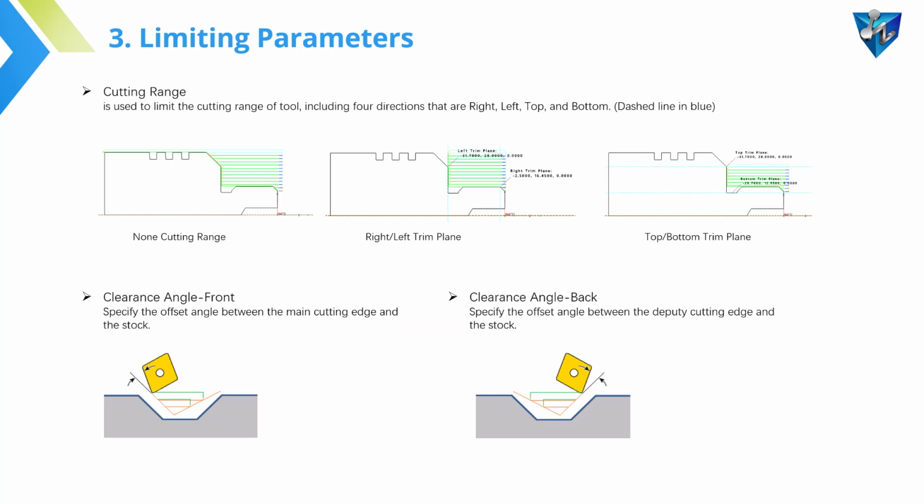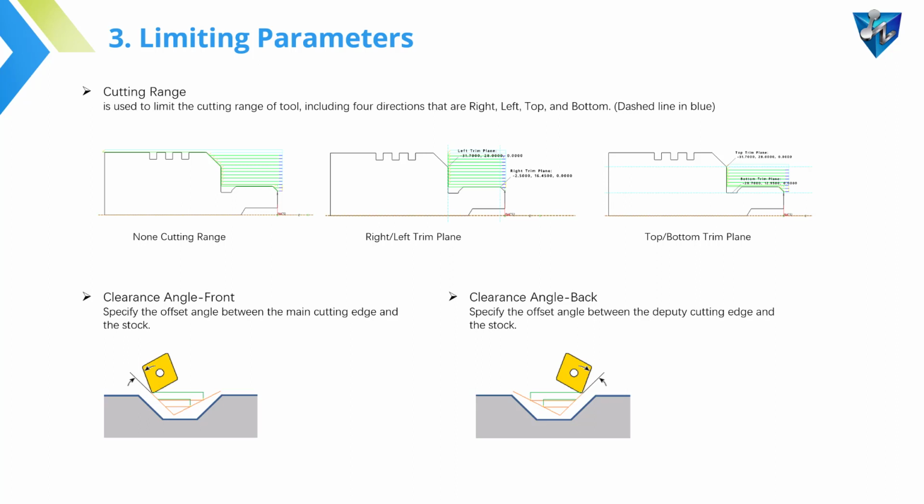The cutting range is a feature that restricts the tool's cutting area, including 4 directions: right, left, top, and bottom. Let's take a look at the differences in the 3 images. The one on the left has no trim planes set, the middle one has trim planes set on the left and right, and the one on the right has trim planes set on the top and bottom. Once these are set, the toolpath won't generate outside of the trim planes.